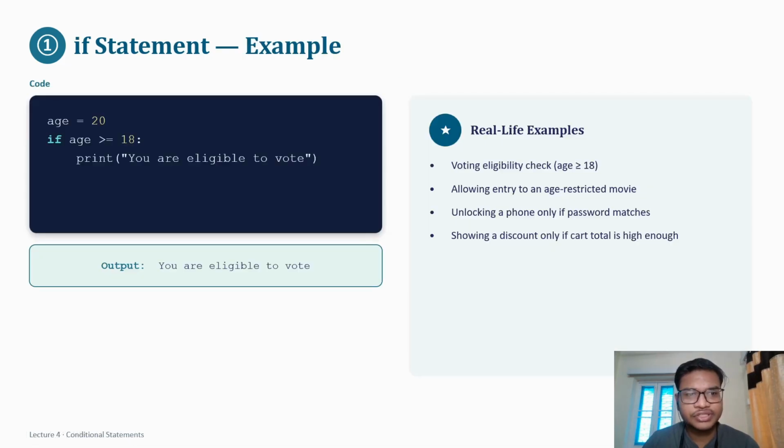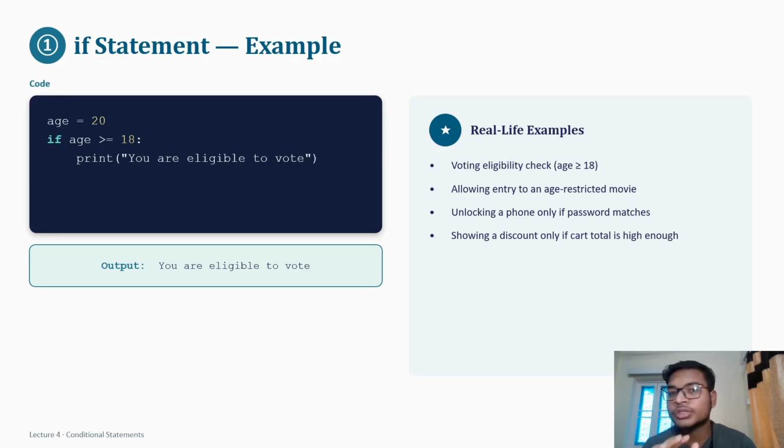Now let's take an example of the if statement. In this code, age equals 20, and if age is greater than or equal to 18, then print you are eligible to vote. The minimum voting criterion is 18. So age is greater than or equal to 18, the condition is true, and the output is you are eligible to vote. Real world examples are a voting eligibility check, allowing entry to an age restricted movie, unlocking a phone only if the password matches, or showing a discount only if the total is high enough.